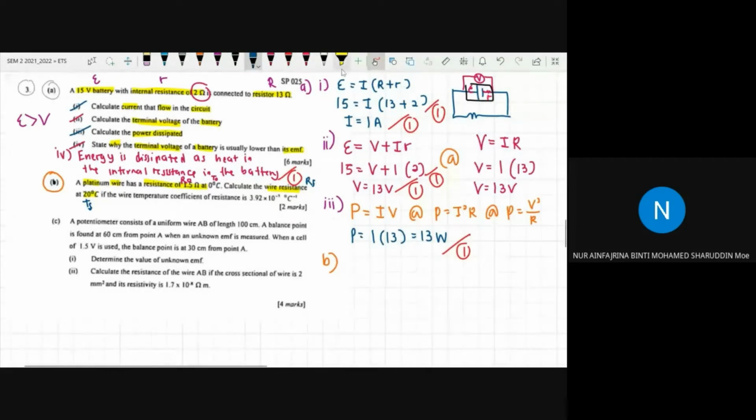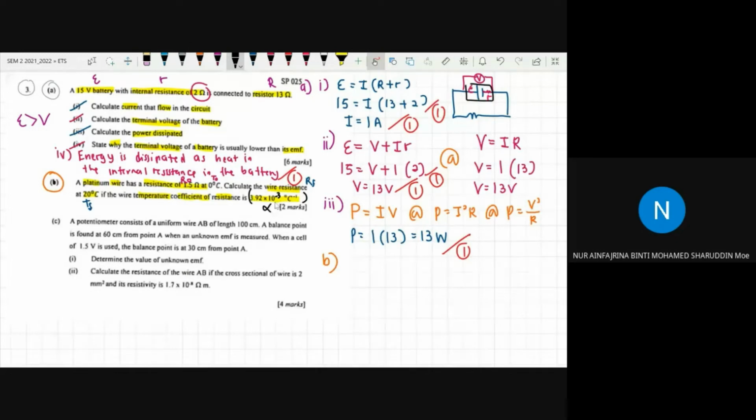If the wire temperature coefficient of resistance adalah 3.92 times 10 to power of -3 per degree Celsius. So, Miss nak tanya, temperature of coefficient, apakah simbol dia? Anyone? Alpha. Alpha, correct. It is alpha.